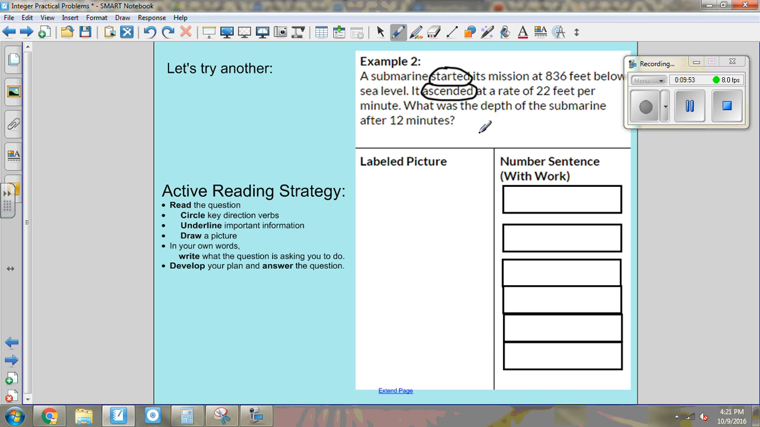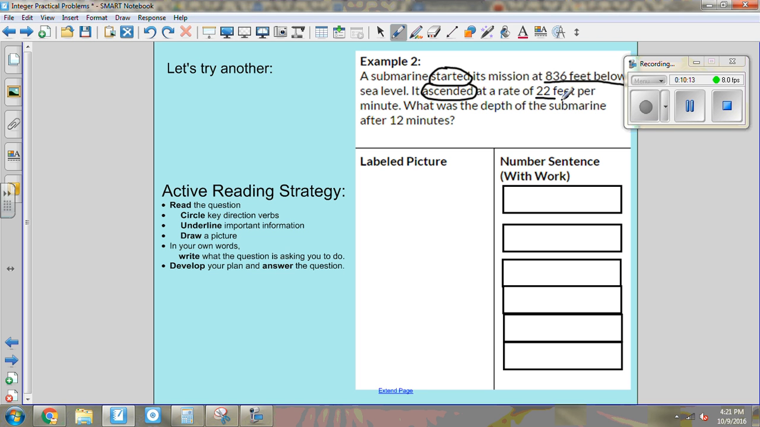And then it is asking me for the depth of the submarine after 12 minutes. So let's look for some more important information that I need to underline. Well, the starting depth is important to that question. I need to know where that submarine's starting. So 836 feet below sea level is important information that I'm going to underline.